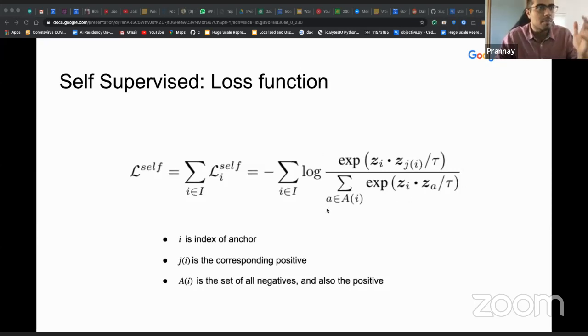What this term basically says is that, given the batch, what is the probability that j(i) is the most similar sample to sample i among all the samples in the batch. And this is not over the entire training data set, but for large batches, you can say that this is an unbiased estimate of the likelihood over the entire data set.